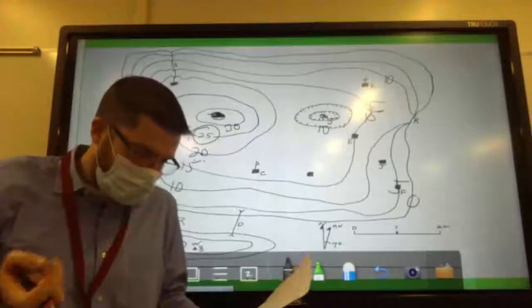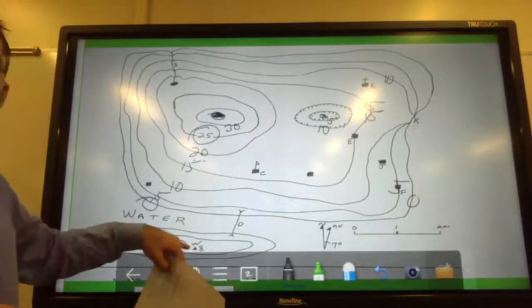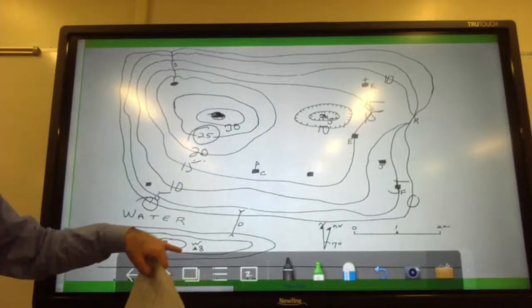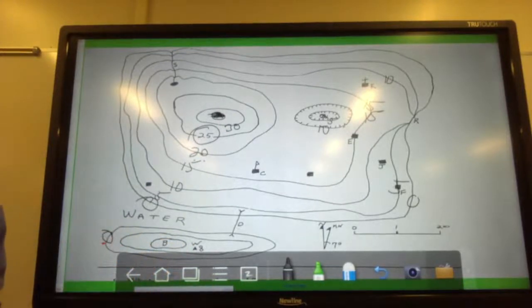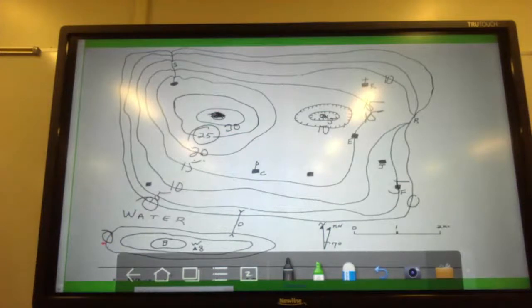What about letter W, which is right here on that separate island? What's the elevation? There's a number there. 8. When you see that, that is a benchmark. They're giving you exact elevation at that point. Everybody sees that, right? 8.